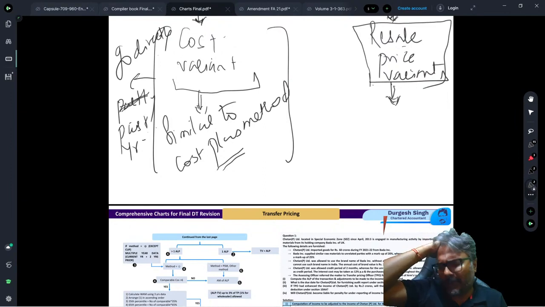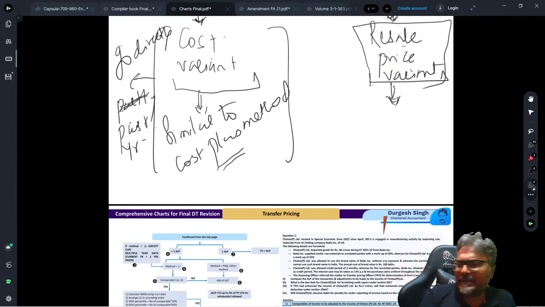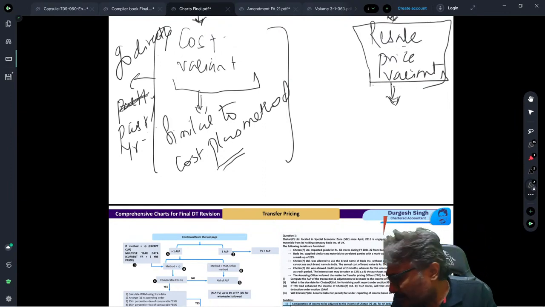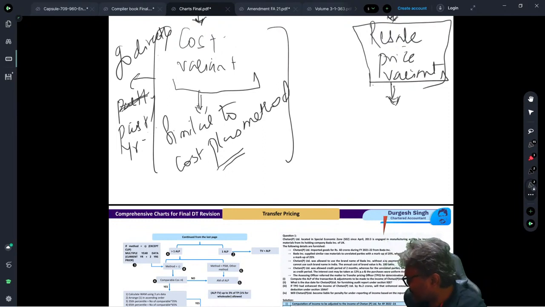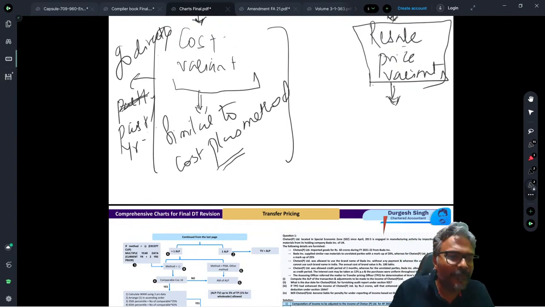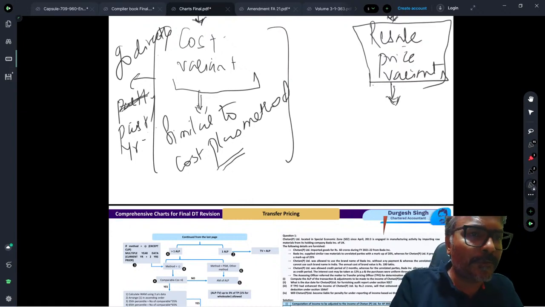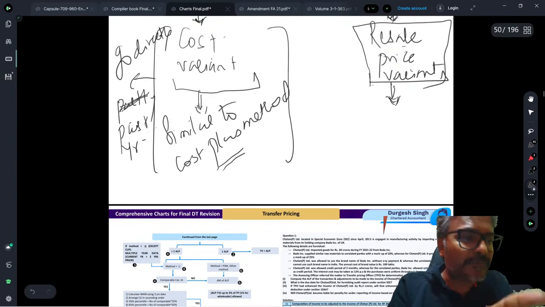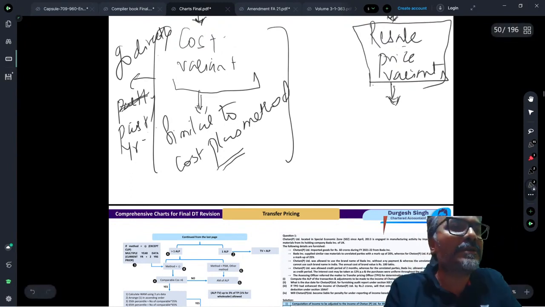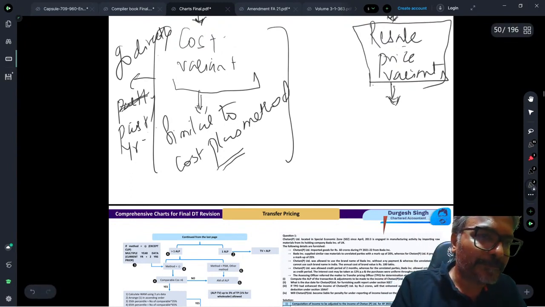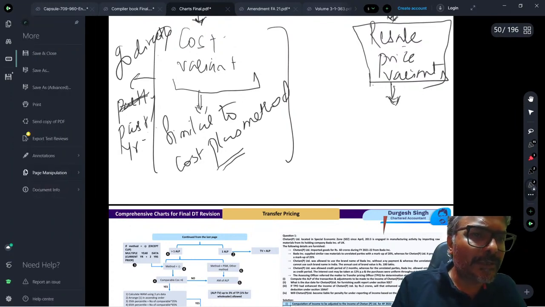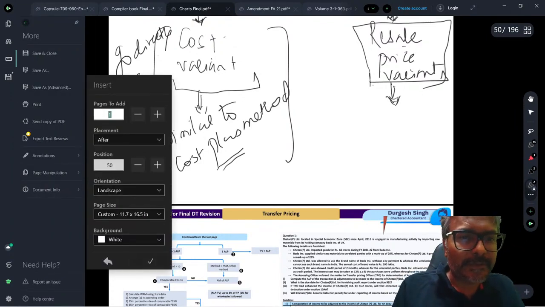Then the question to all of you is whether you can do this particular thing or not. Quickly, whether, students, you can go with the resale price method, Sunny, Amruta, Shelly? Answer is no. Not possible. And this is where the transaction net margin method comes into play.